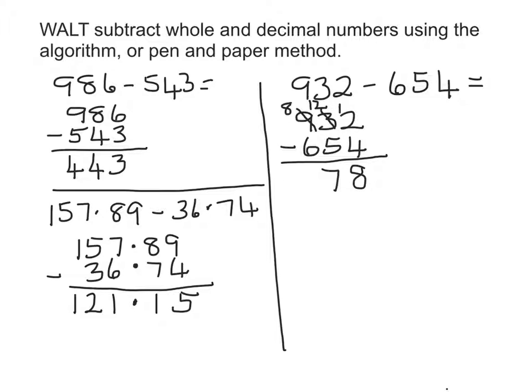Now the last step sees me looking at my 800s, from which I must take away 600s, leaving me with 200s to record in the hundreds column. So there I have my answer. 932 minus 654 equals 278. Let's look now at a decimal subtraction problem.